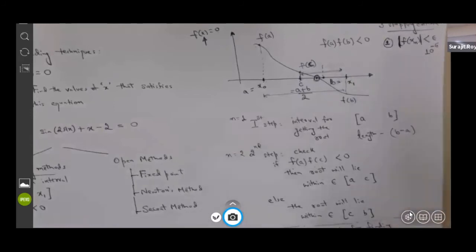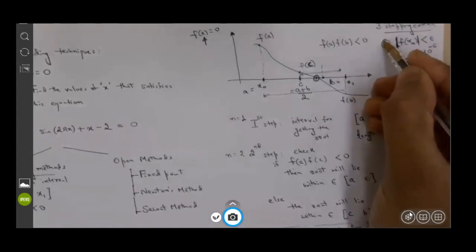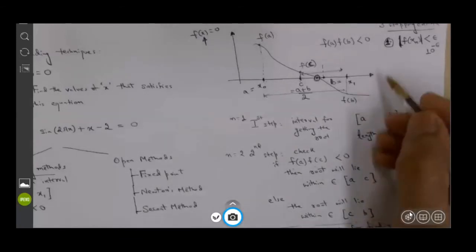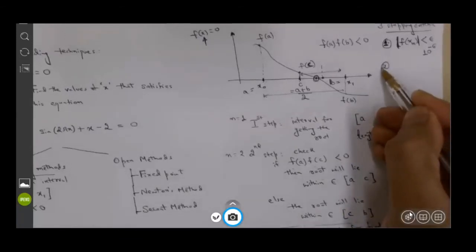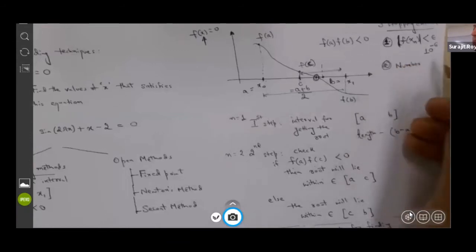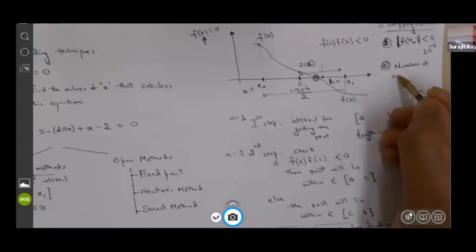Does that make sense? Are you guys able to follow what we are doing here? Yeah. Would the second method for stopping criteria be the number of iterations? Perfect. Number of iterations.